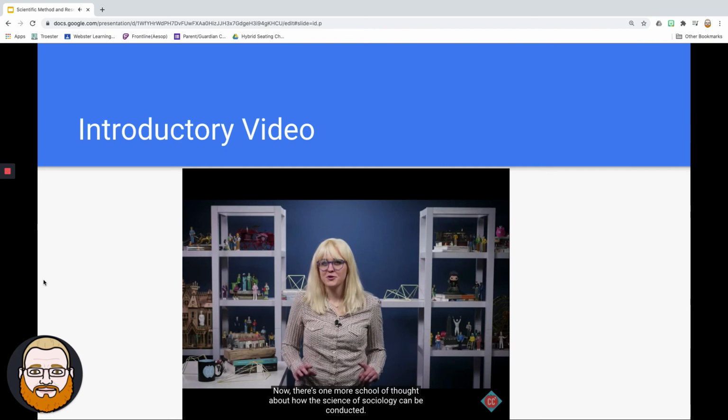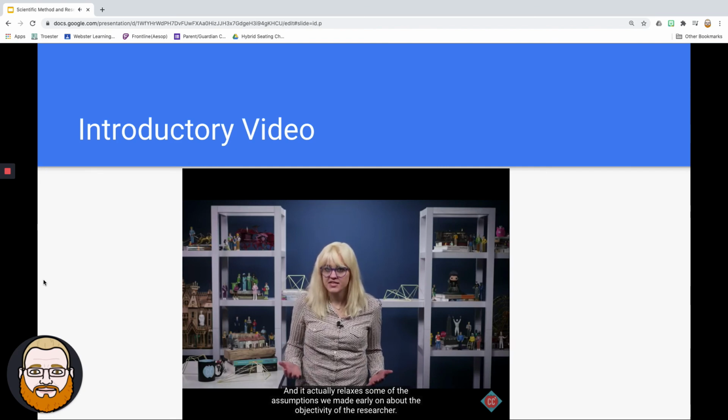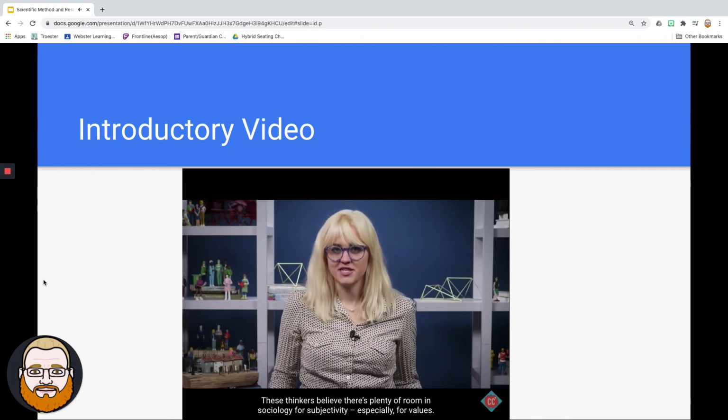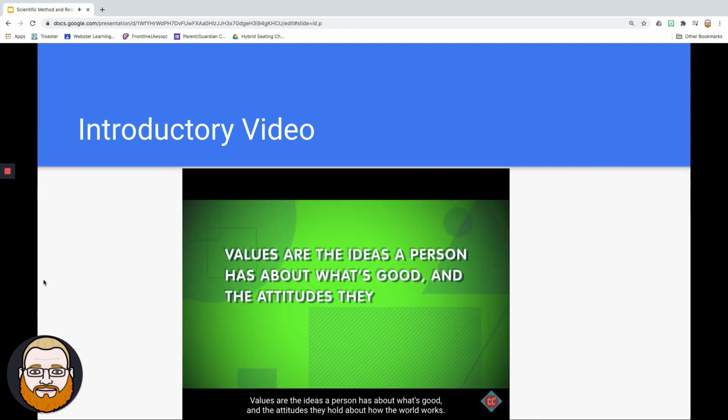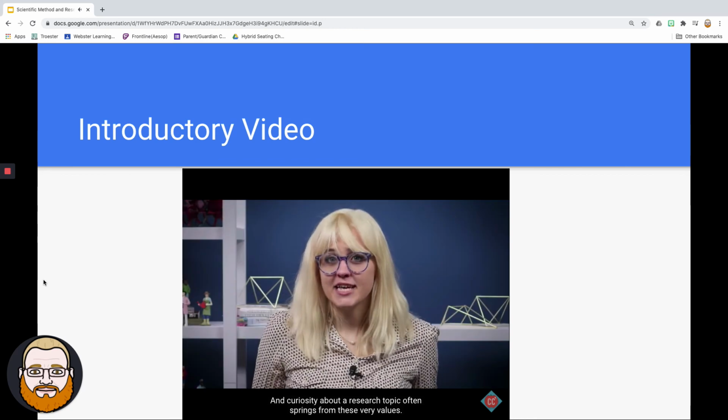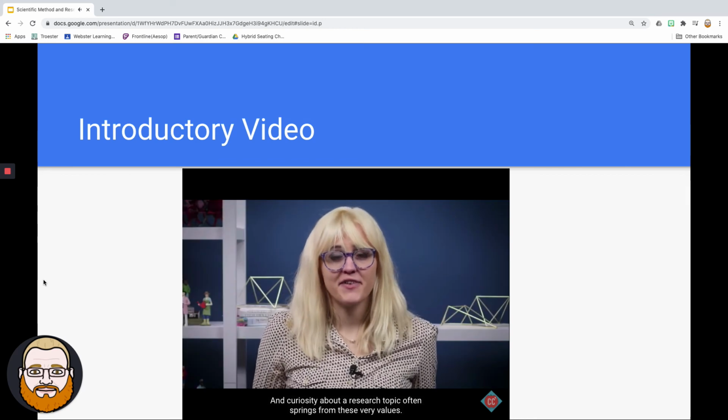Now, there's one more school of thought about how the science of sociology can be conducted, and it actually relaxes some of the assumptions we made early on about the objectivity of the researcher. These thinkers believe there's plenty of room in sociology for subjectivity, especially for values. Values are the ideas a person has about what's good and the attitudes they hold about how the world works. And curiosity about a research topic often springs from these very values.